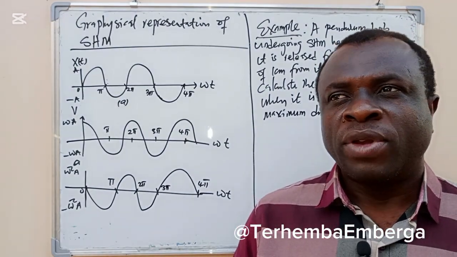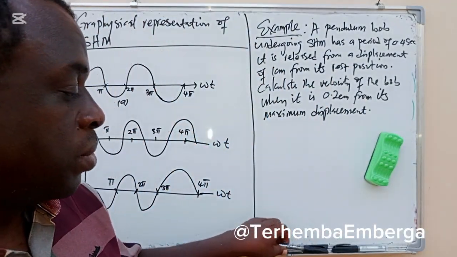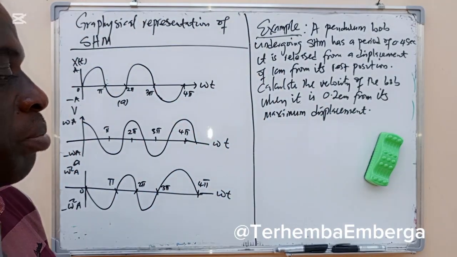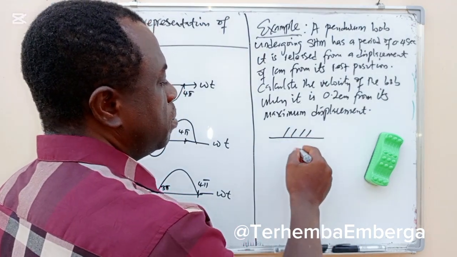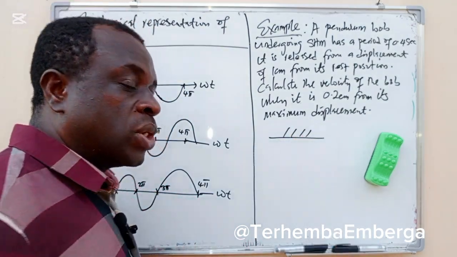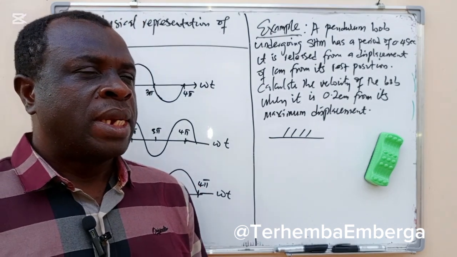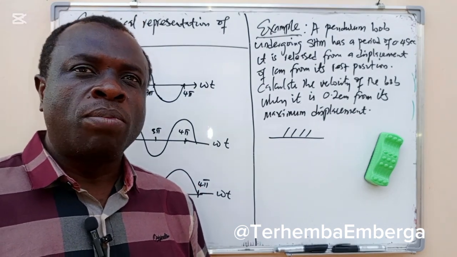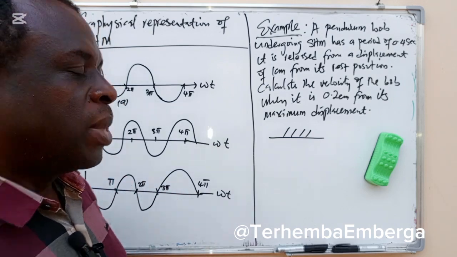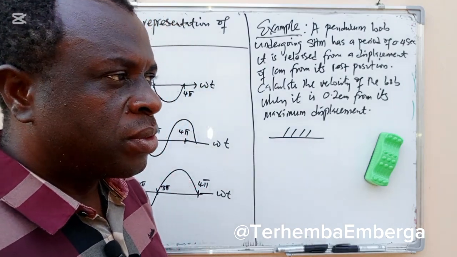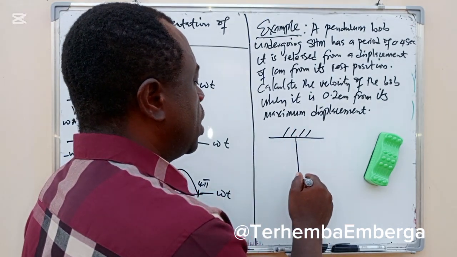What do you mean by graphical representation? You know, when we're talking about simple harmonic motion, in the case of a simple pendulum, we describe terms like period, the time taken for one complete circle or oscillation. So many students are always confused. We're talking about a swinging pendulum.